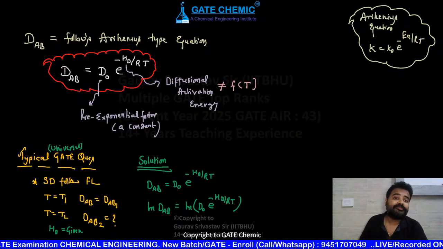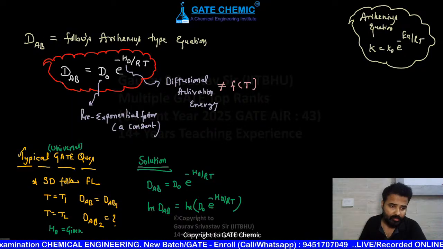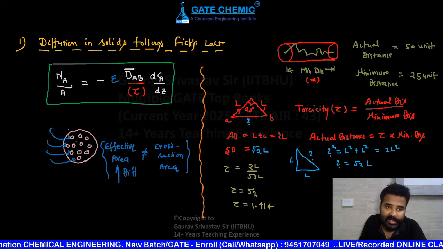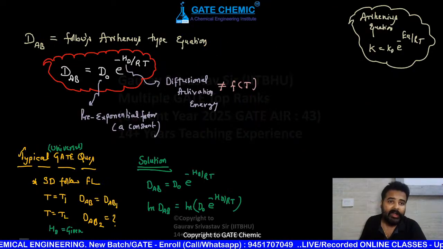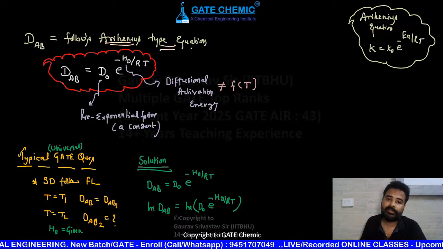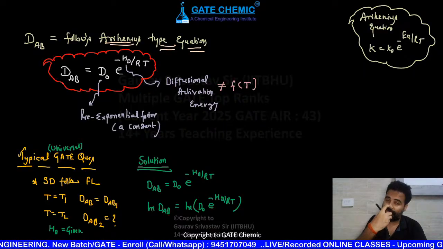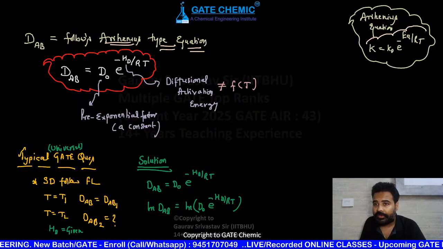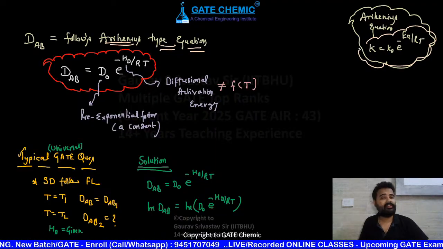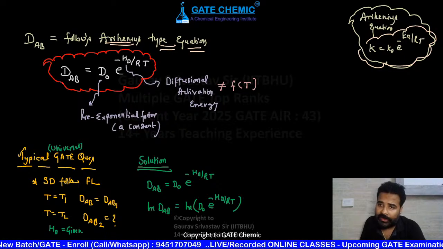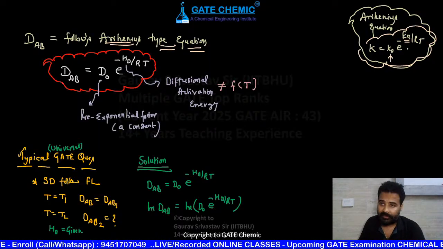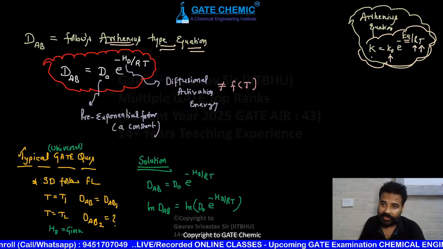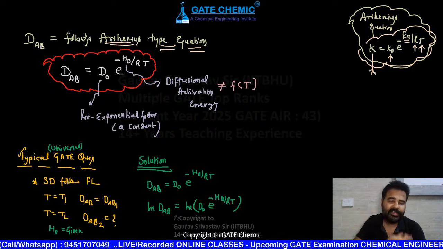Now see, if they are going to follow Fick's law, then in these types of cases this diffusivity DAB is going to follow an Arrhenius type equation. I hope in chemical reaction engineering, CRE, you have seen this equation, K equals K naught e raised to power minus EA by RT. This EA is the activation energy, K naught is the pre-exponential factor, R is the universal gas constant, T is absolute temperature, and K was the reaction rate constant.